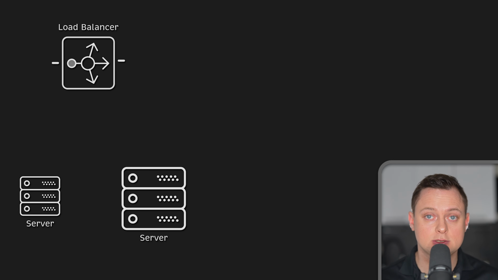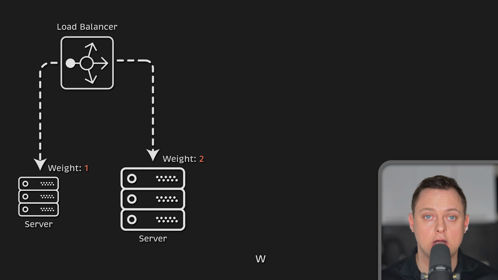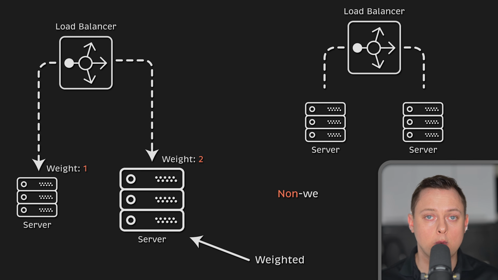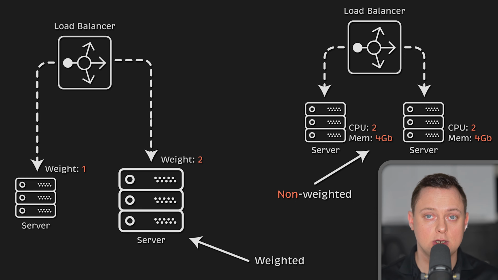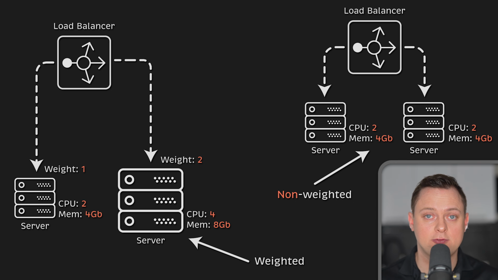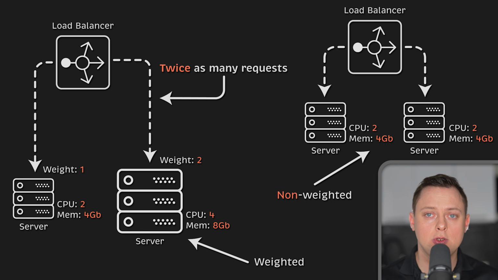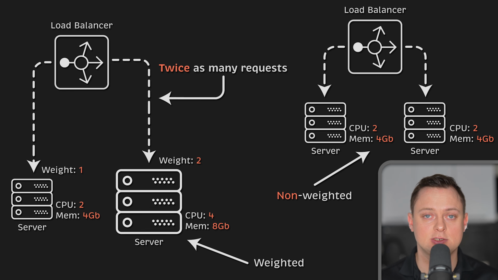As you may have noticed, many algorithms can also use weight or preference to help decide where to send a request. Usually, you use non-weighted algorithms when all your servers have identical specs. On the other hand, if one server has more resources, such as CPU or memory, you can use a weight parameter to send more traffic to that specific server.